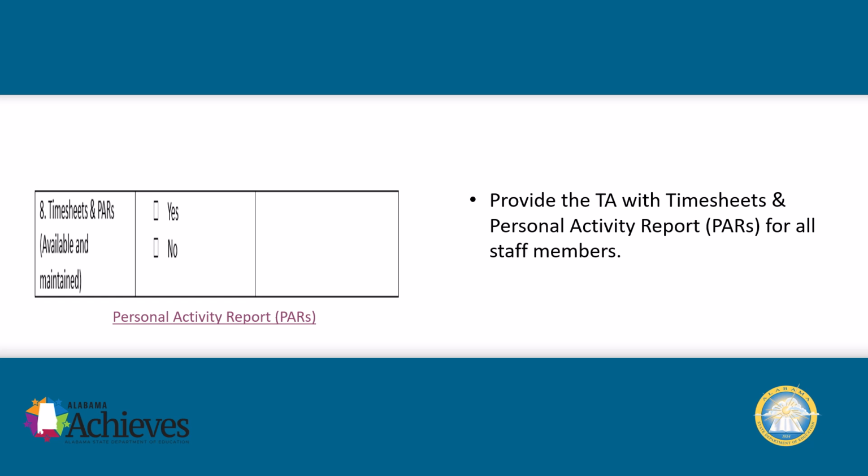Ensure timesheets and personal activity reports, your PARs, are available for review. These must be current, signed, and aligned with the reported hours of operation. Every staff member should have timesheets and or PARs available for the TA to view during the visit. The attached document is a sample PAR. Please notice the position, employee rate of pay, and the pay period are listed. When signing the PARs, all signatures should be a wet signature.